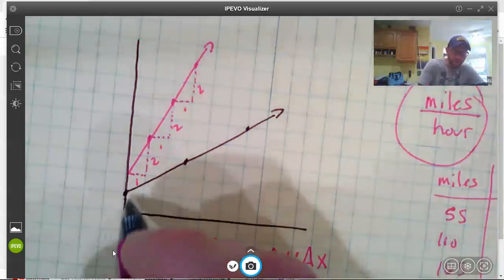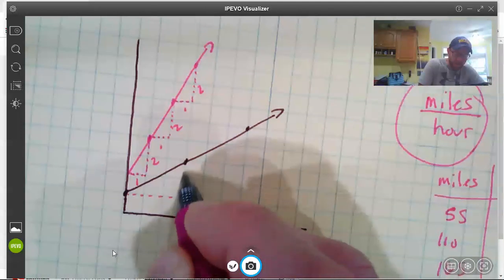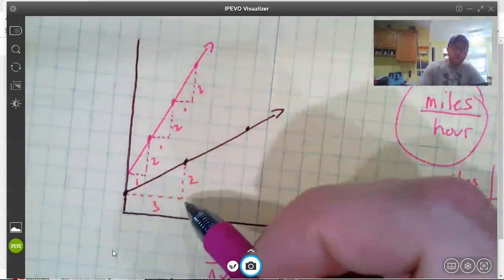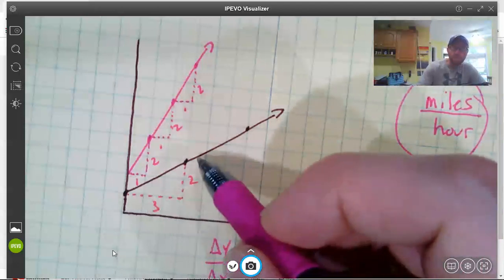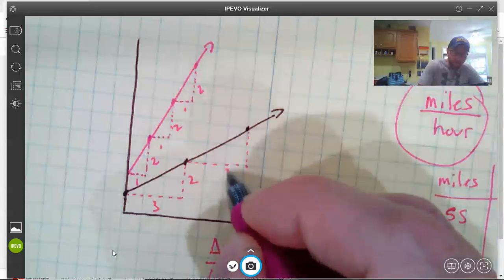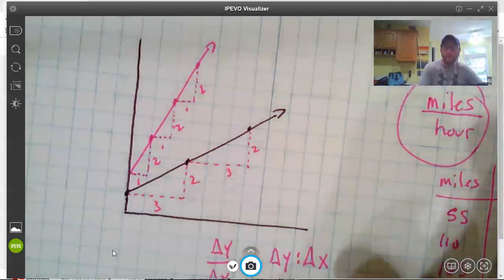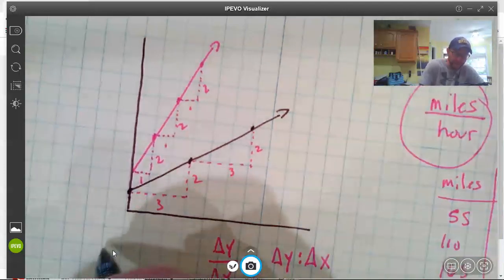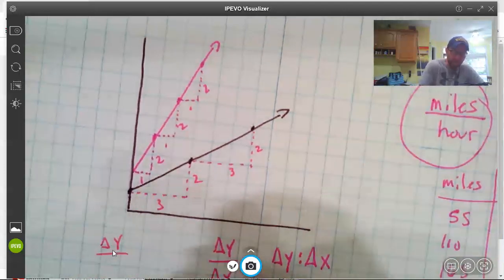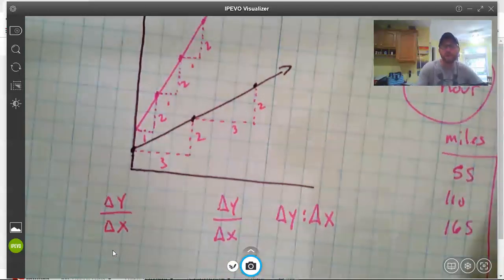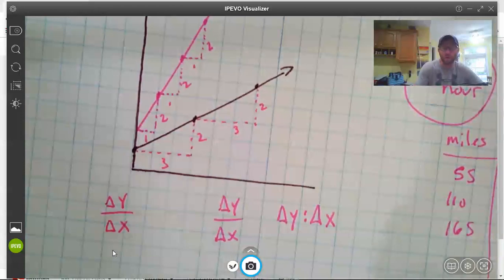Okay? For this one here, it's 3, 2. So for every 3 units over we travel, we end up 2 units higher up. So the rate is in units of vertical change per every unit of horizontal change, if I want to write it as a unit rate.